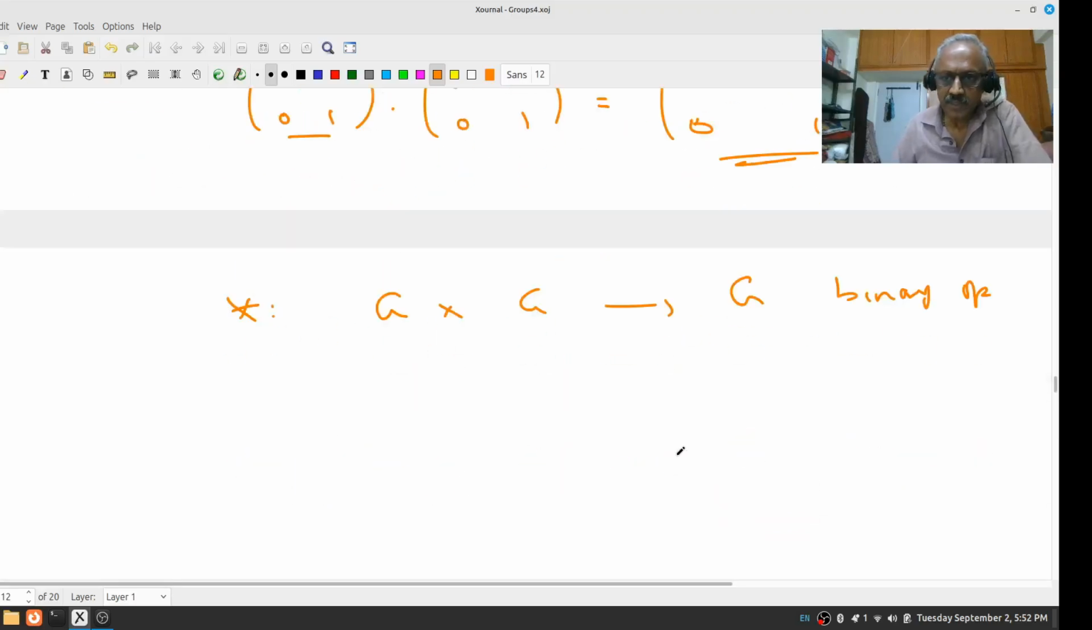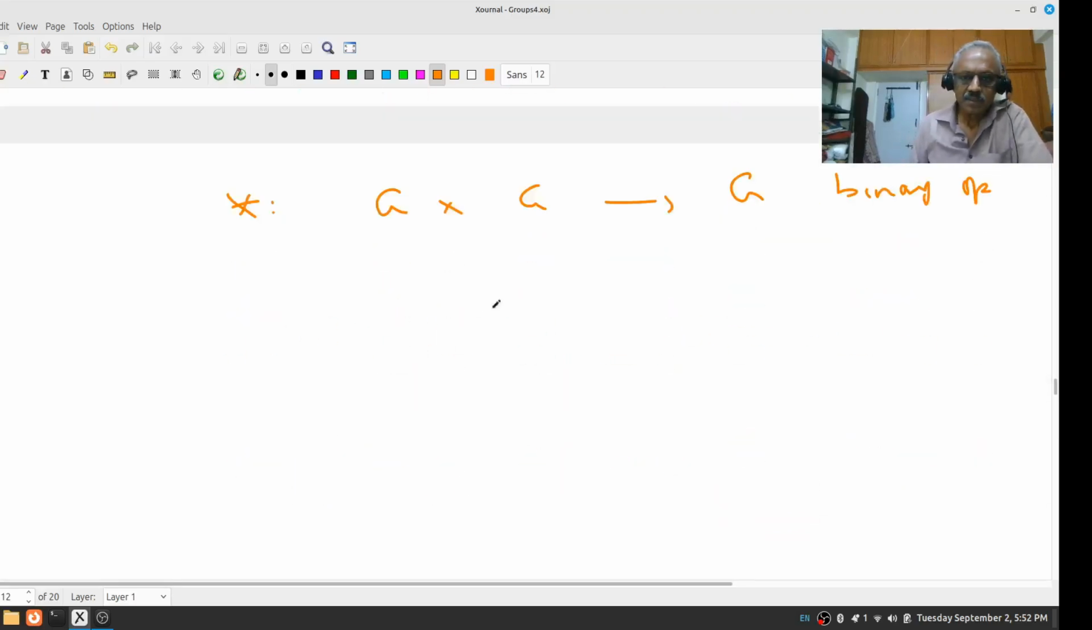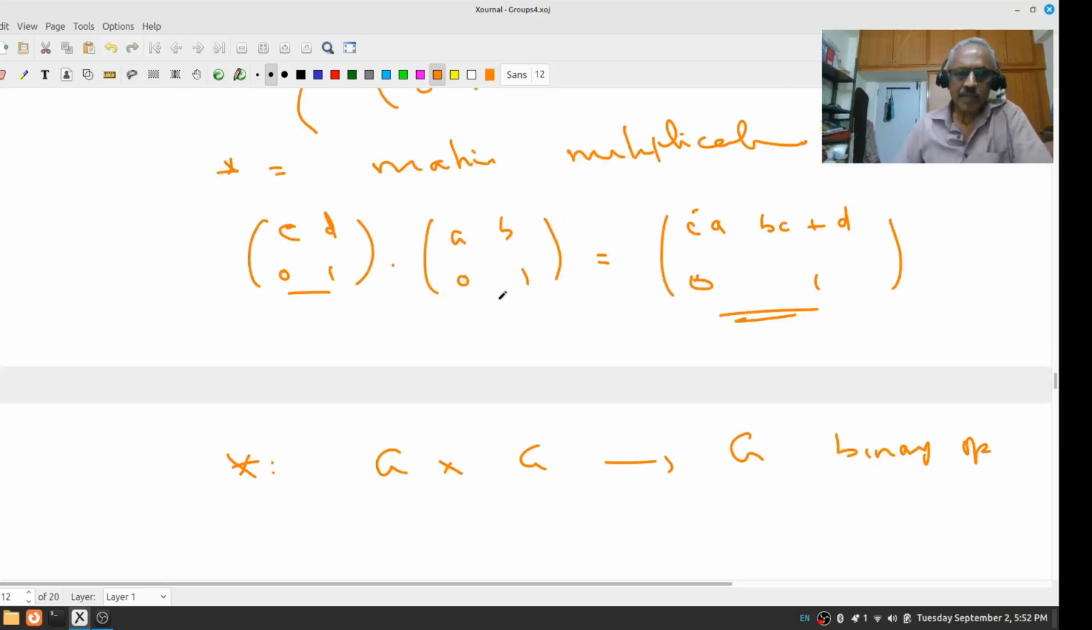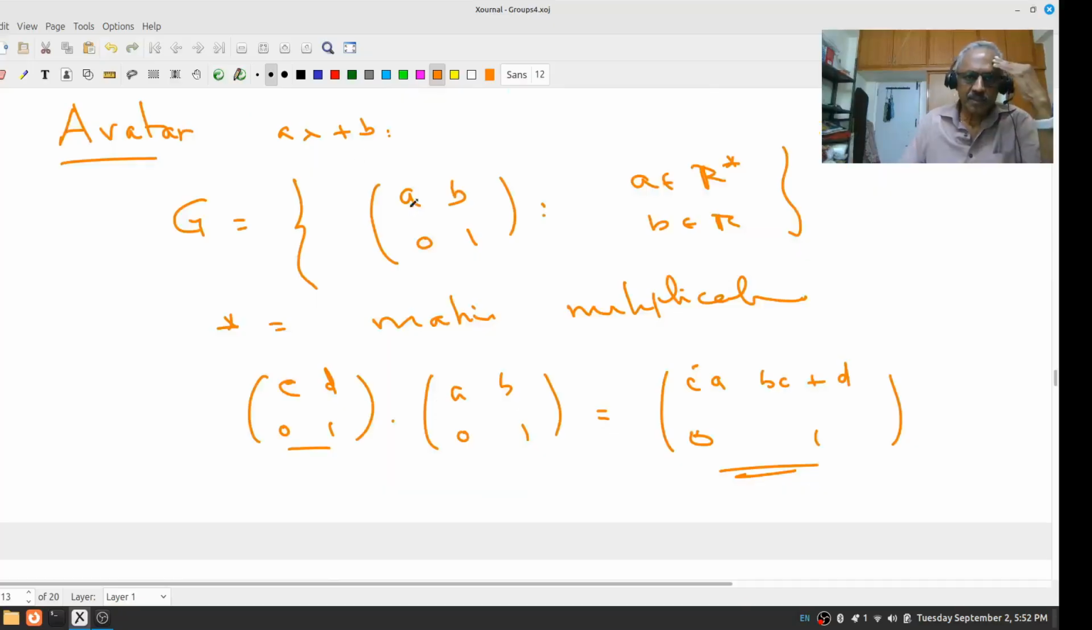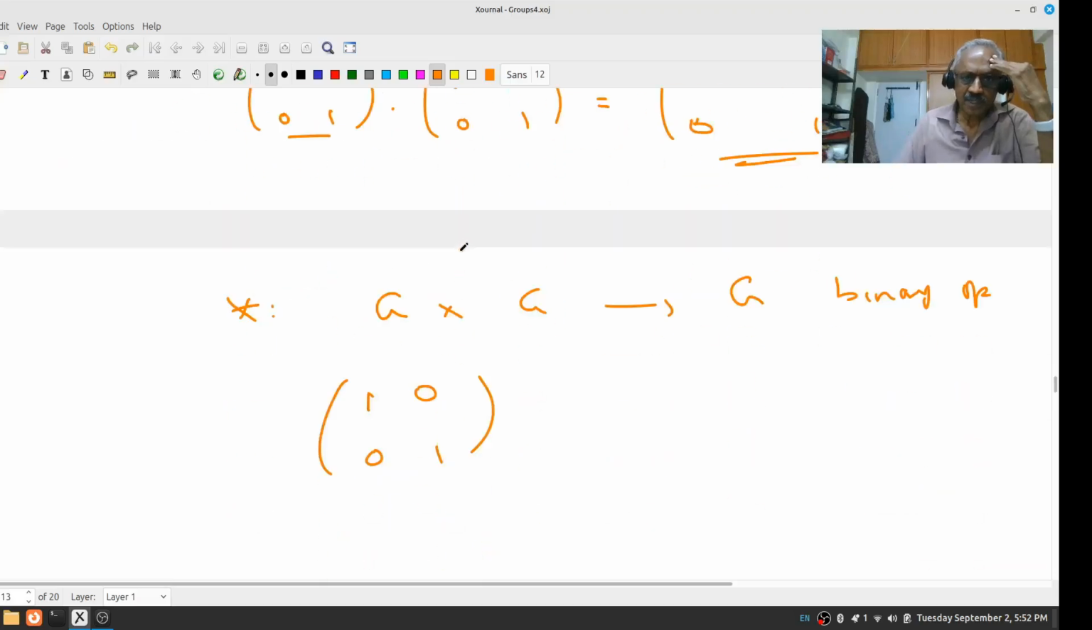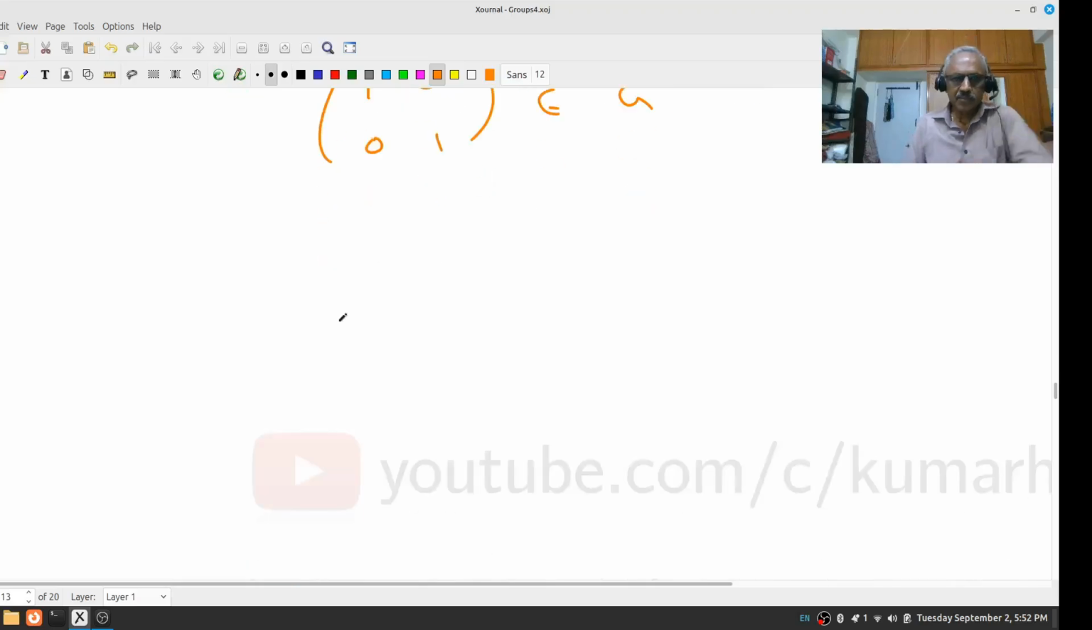But much more interesting, matrix multiplication is associative, and the identity, what will be the identity element? Identity element will be 1 0 0 1. Is it of the same form? A must be non-zero, B must be any real number, and 1 should come here. So I got it. That also belongs to G. Okay, and is it invertible?